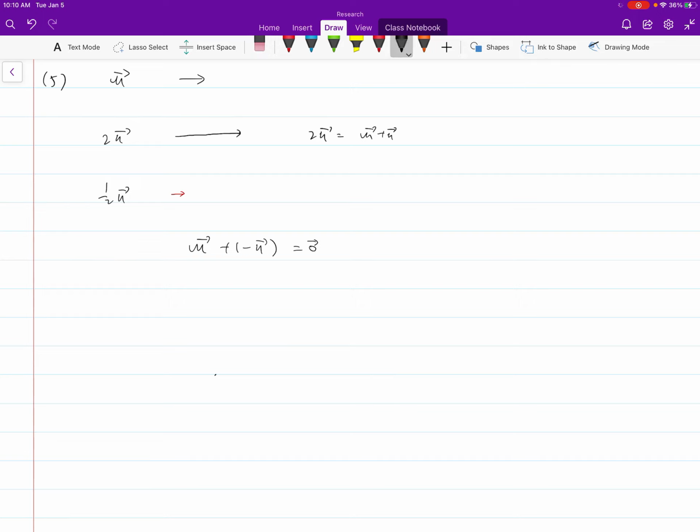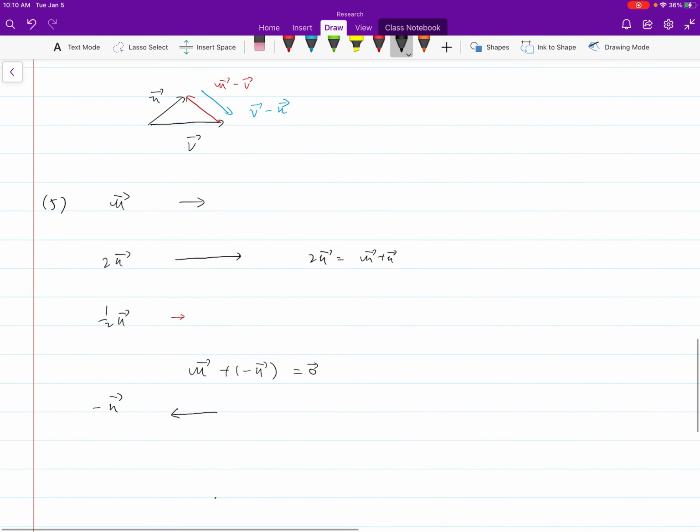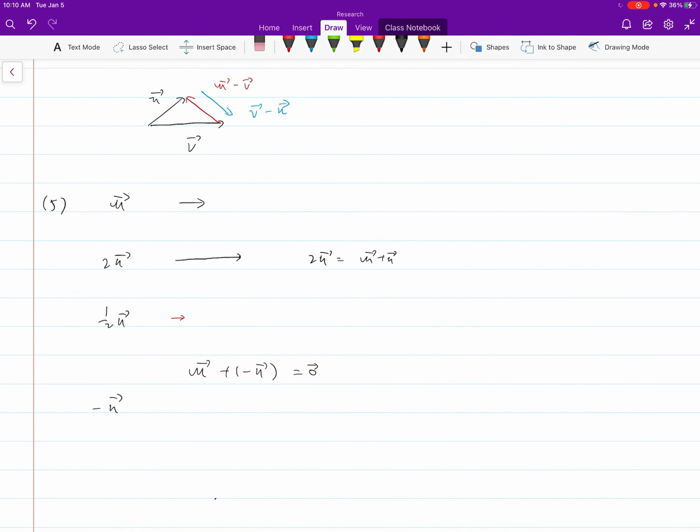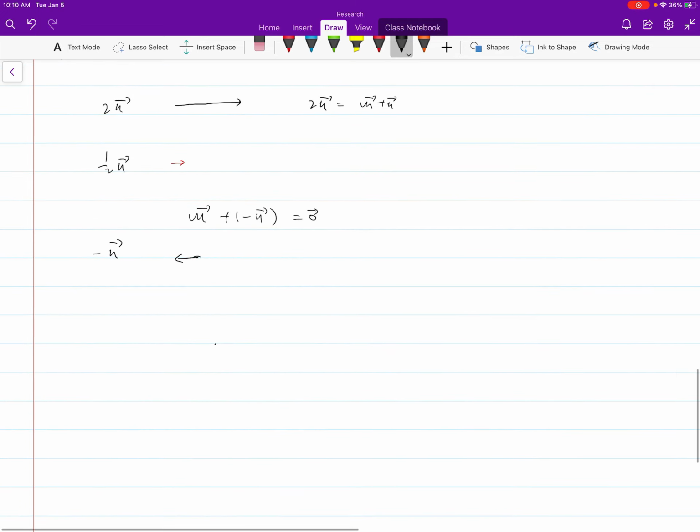Okay. From here you can see negative u should be the same vector, but in the opposite direction. So if you do addition with u and minus u, they should cancel each other. Okay. So finally, negative 3u is very easy. You just take negative u and triple it. Or you triple it first and then do a negative. Either way, you have this answer.